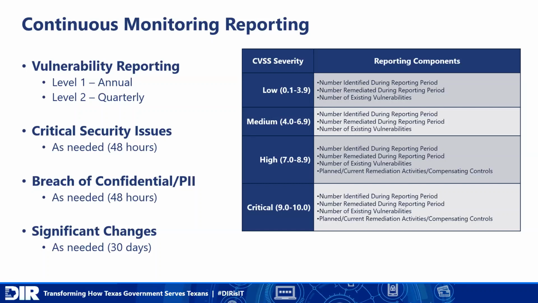The vulnerability reporting requirements are based on the severity of the vulnerabilities identified. That includes what you see in this table to the right, the number identified during the reporting period. As a side note, within the control requirements themselves, there are requirements that the vendor remediate vulnerabilities within a defined time frame. This is really more of a reporting standpoint for what was identified through that process, if there's anything outstanding, and what the remediation activities or compensating controls are relating to those higher risk vulnerabilities.